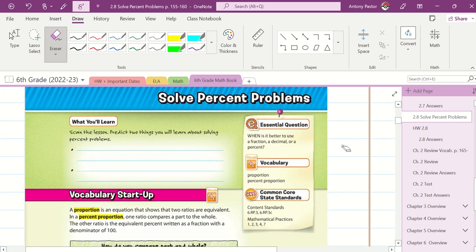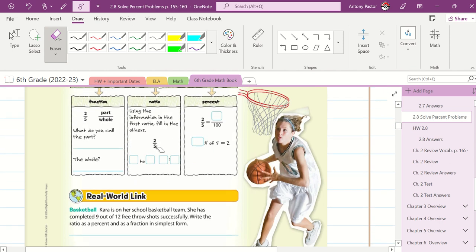We have vocab today, starting with proportion. Proportion is an equation that shows that two ratios are equivalent. In the percent proportion, one ratio compares a part to the whole. The other ratio is the equivalent percent written as a fraction with a denominator of 100. We will come back and revisit this and turn this into easier English.